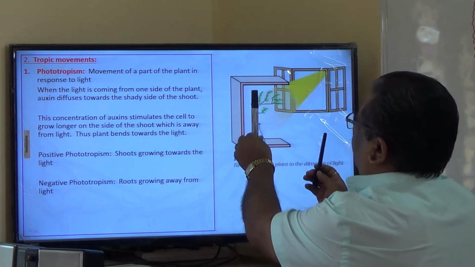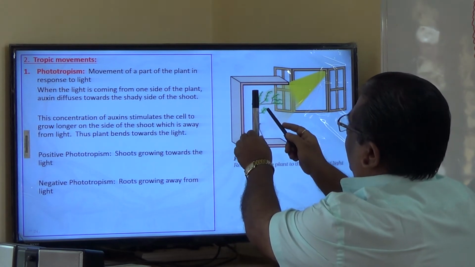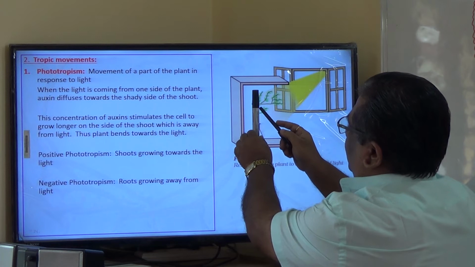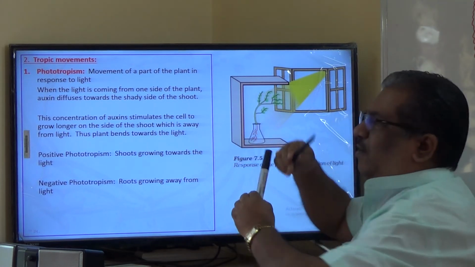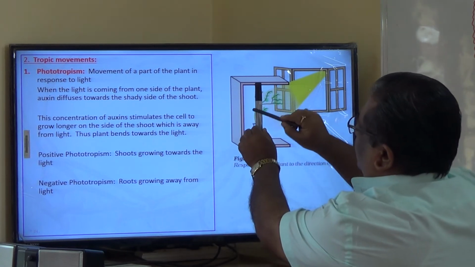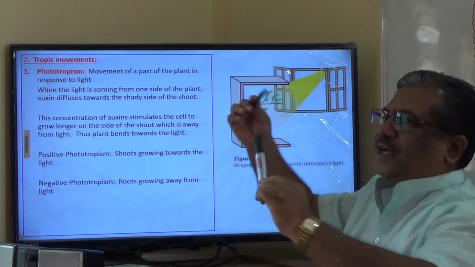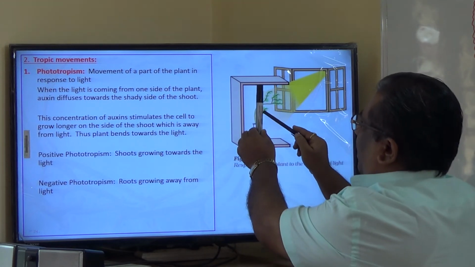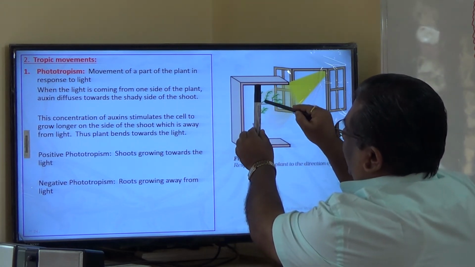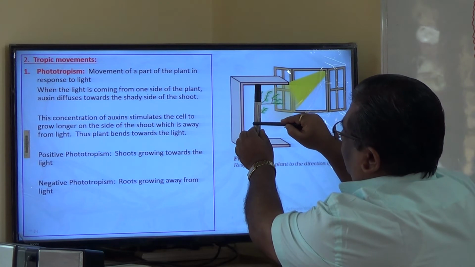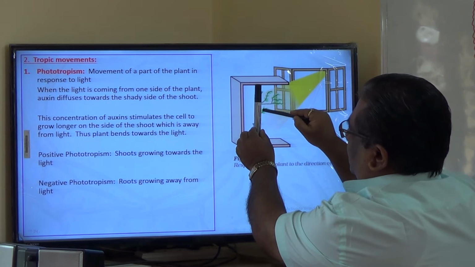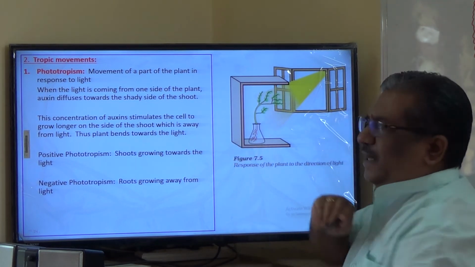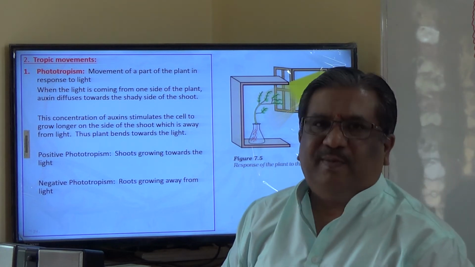So what happens here, if this is a stem, light is falling, the auxin, a plant hormone present here, will diffuse towards the shady region and it causes cell elongation. So the shady part will try to grow at a much faster rate compared to this part. The moment this side grows faster and this is lesser, then definitely it will try to bend like this. This part will elongate, this part will remain the same. The moment it elongates, it tries to bend towards the light. This is the actual mechanism that takes place.